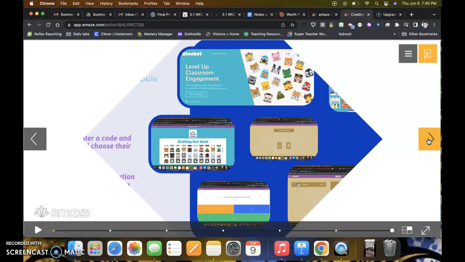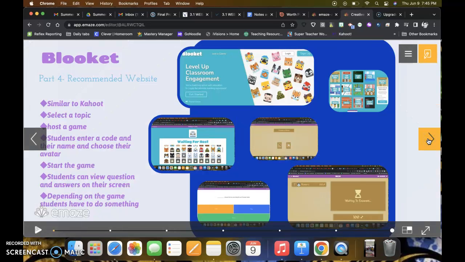So then the fourth and last part is a recommended website. So I chose Blue-Kit. I started using Blue-Kit a couple of months ago. It is similar to Kahoot, which I know most of you are familiar with, but in my opinion, this is better.